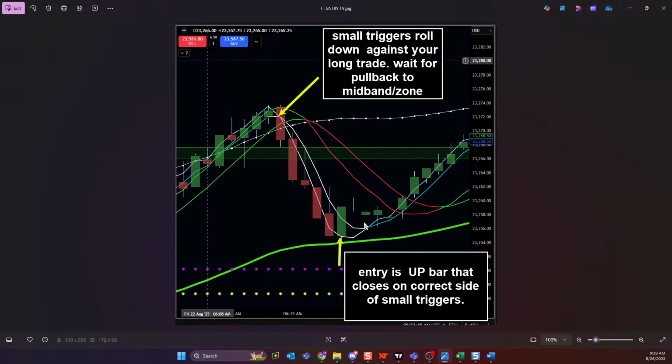And when you get to an area, when you get to a mid-band, your job is to wait for a close on the correct side of the triggers, to take a close above the triggers for a long trade, to take a close below the triggers for a short trade, because this 1 minute chart is still a pretty big chart, and these small triggers on the 1 minute chart define the immediate strength in the move. You don't want to fight that strength, guys. You're more likely to lose it than you are to win it. But when you get to an area and it closes on the correct side, that's your trend trade entry.